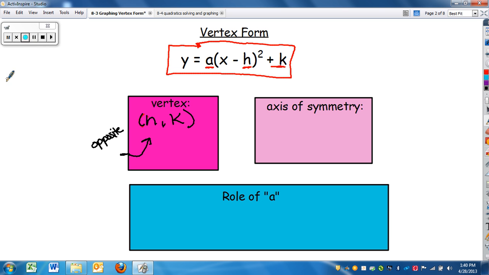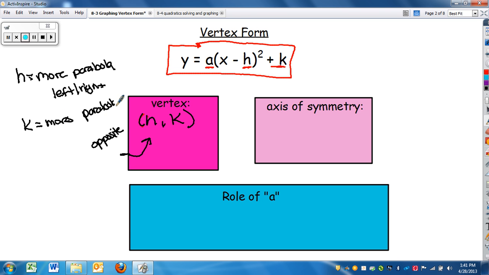Also, on a little side note, we learned that h moves the parabola left and right, and k moves the parabola up and down.